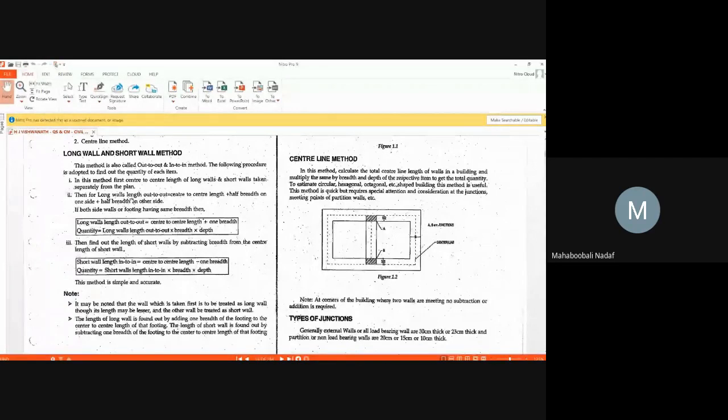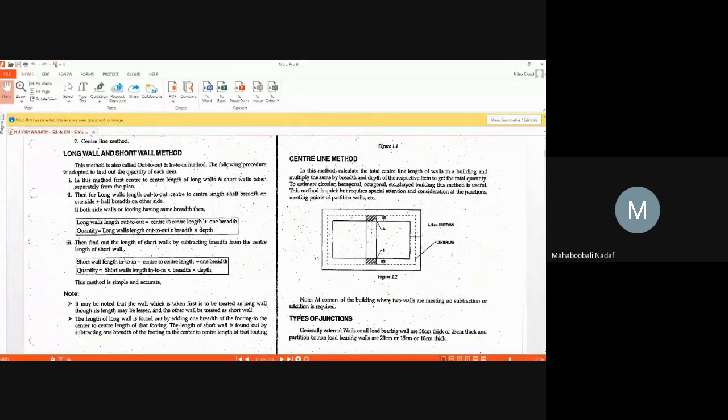Now, in the estimation, there are generally two methods. One is the long wall, short wall method. Another is the center line method. We'll just see the formulas, how it actually works. Long wall means you have to consider the out to outer distance of any wall. Short wall means you have to consider that wall's in to in distance.